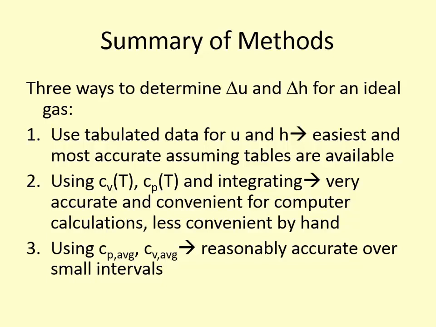And then the third method, which is fairly accurate over small intervals and is probably completely fine for most of the problems we do in this class, is just using the average C sub p. So again, you can look it up at the average temperature from state 1 to state 2, or you can find the C sub p at state 1 and state 2 and then average those two values together. And those two methods are fairly equivalent. You won't have much discrepancy in finding the temperatures.